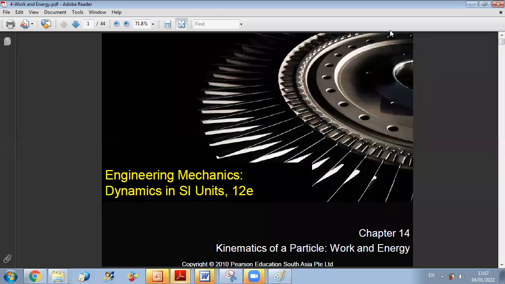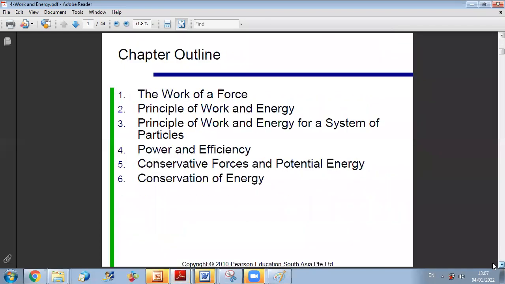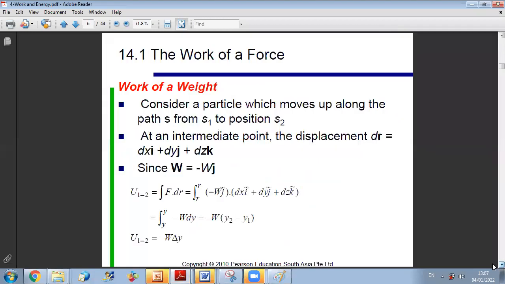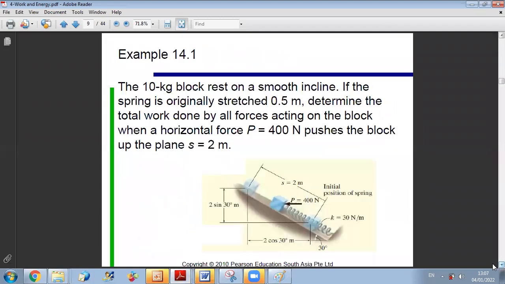So we will do together some problems on the chapter of work and energy. We already introduced all the formulas and we'll start to do some practice. So if you look at this problem, a 10 kilogram block rests on a smooth incline. If the spring is originally stretched 0.5 meters, determine the total work done by all forces acting on the block when a horizontal force P of 400 Newton pushes the block up the plane a distance of 2 meters.